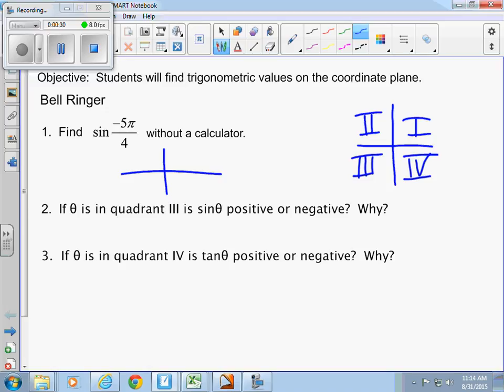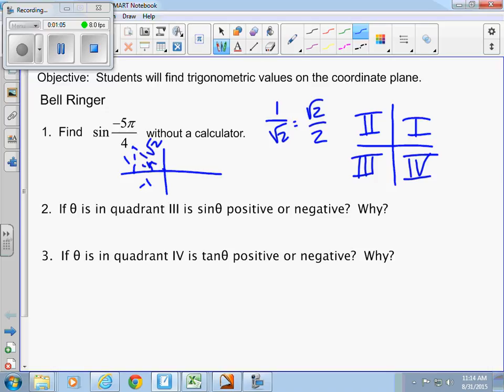This is negative 4 pi over 4, right? That's negative 1 pi. We're going 1 more pi over 4 than that. So negative 5 pi over 4 is in the second quadrant. Since it's over 4, that's 45, so it's a 45-degree reference. So I've got a 1, 1, radical 2, except that one is negative. And so sine would be 1 over radical 2.